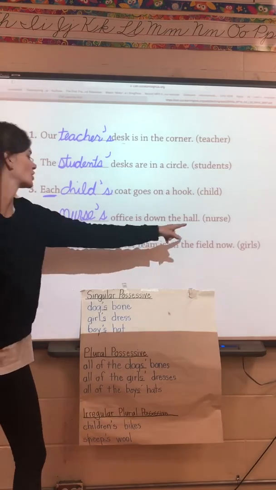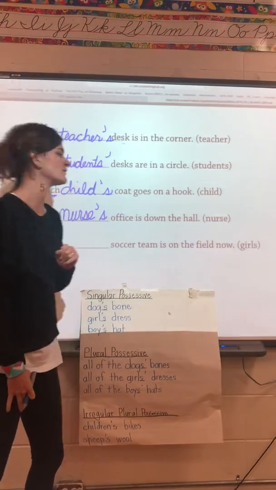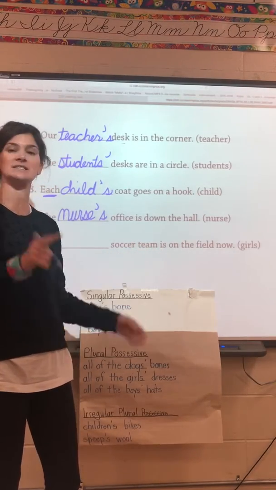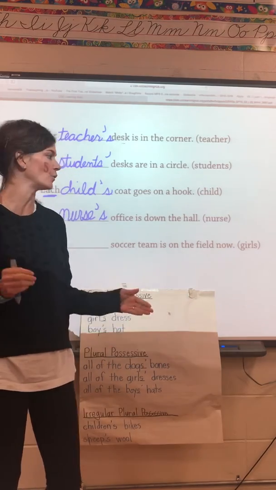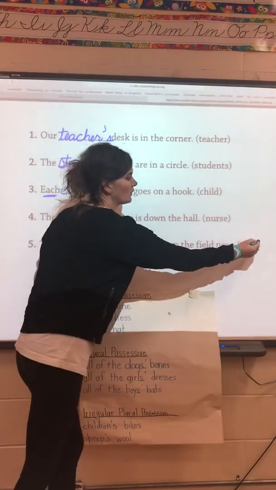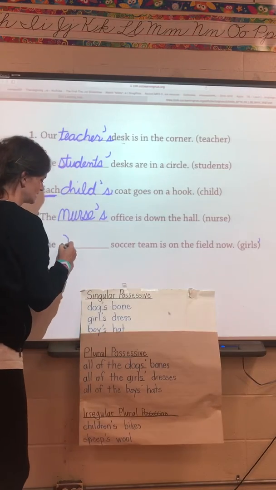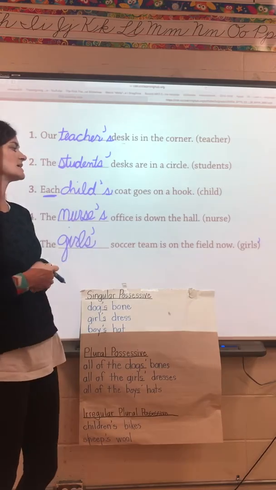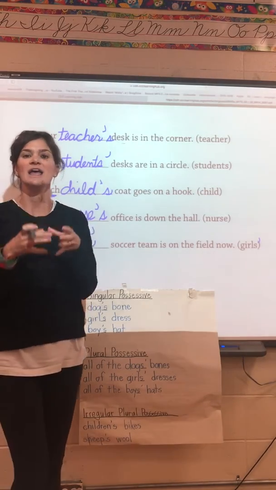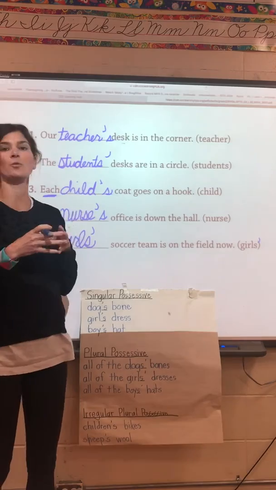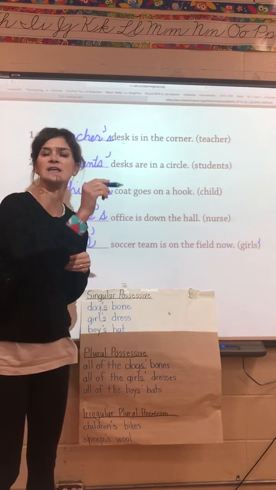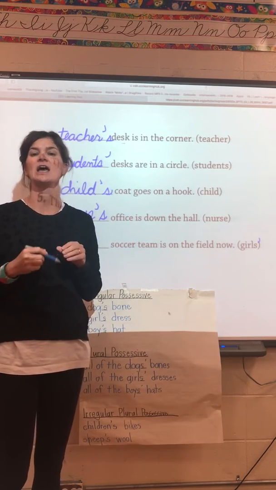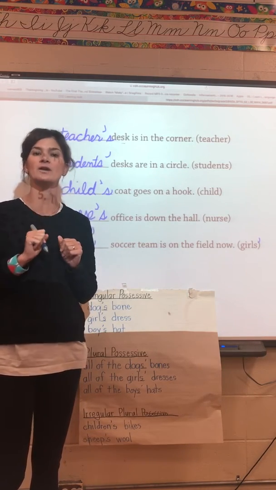Number 5, the girls' soccer team is on the field now. So if you have a team of girls, it's not just one, right? It's more than one. So your apostrophe will go where? After your S. Girls' soccer team is on the field now. So remember, if you're talking about more than one person, your apostrophe goes after the S. If you're talking about one person or thing, your apostrophe goes before the S.